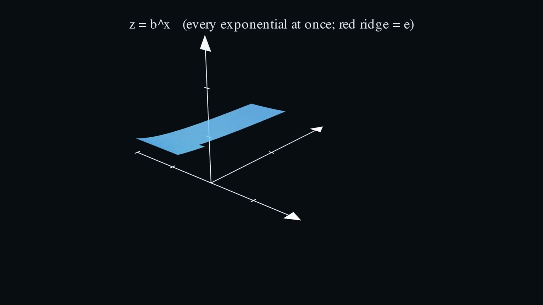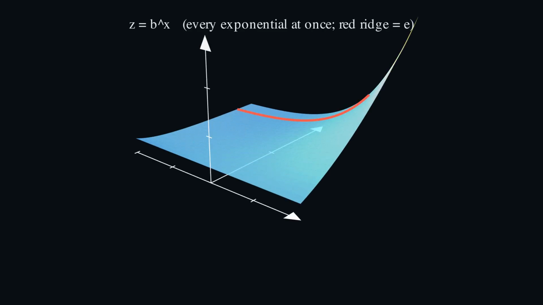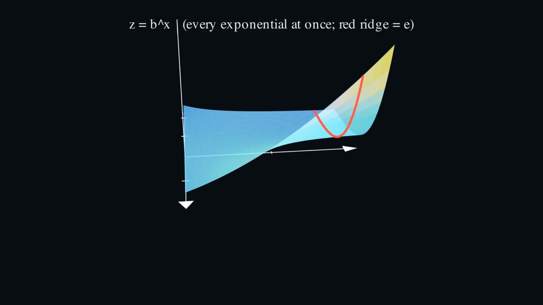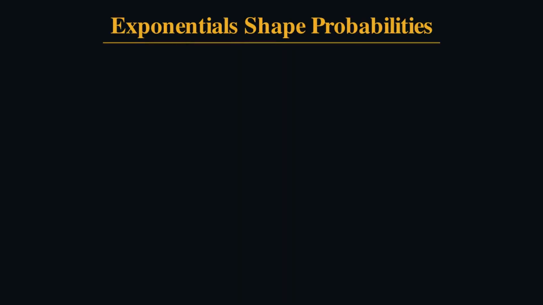Finally, lift it into 3 dimensions. Slide the base upward from one, and you get a whole landscape, every exponential at once. Flat near a base of one, then curving up faster and faster. The red ridge is our special base E, sitting right inside the family. The same E that describes natural growth also shapes how neural networks output probabilities.